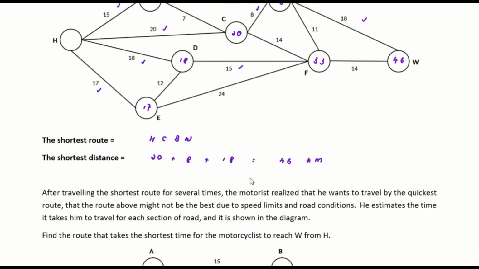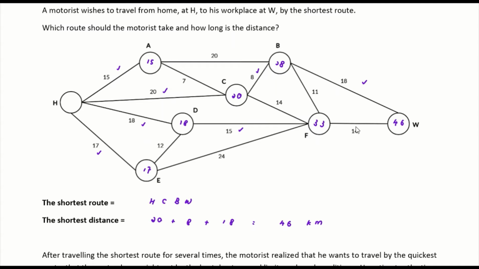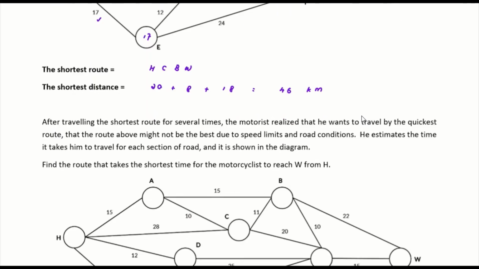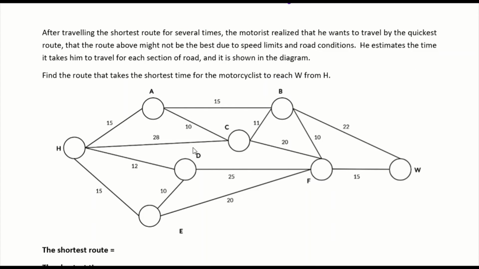Because you can imagine, if this is all small roads and the road condition is not a good one, or they have a certain speed limit here, then even though the road is the shortest one, it doesn't mean that you can reach the company in the fastest time that you can. So in this case, the motorist estimates the time for each section. Instead of looking at the distance, he looks at the road that gives him the shortest time to reach the workplace from home.